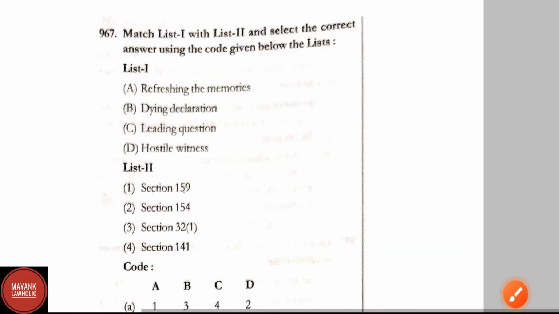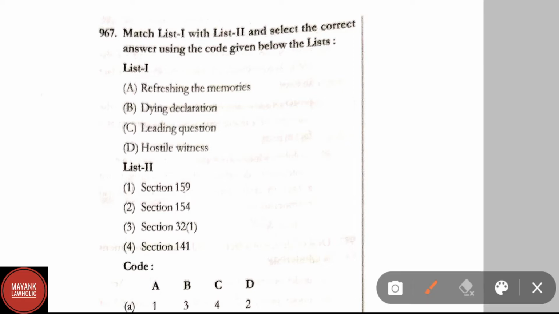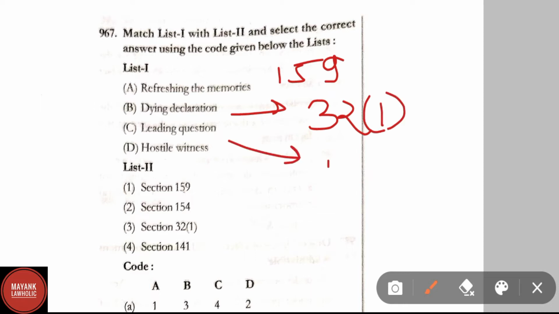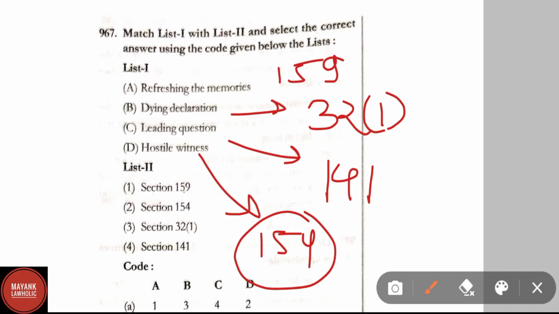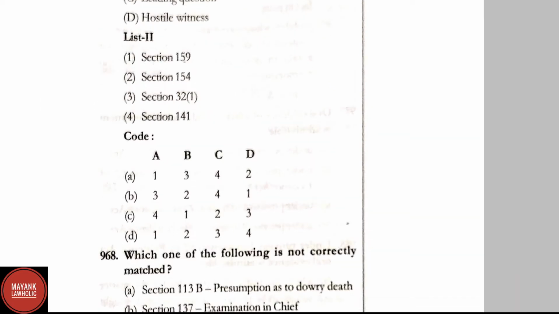Question number 967, match list first and list second. Refresh the memory, the correct answer is section 159. Dying declaration, the correct answer is section 32 clause 1. Leading question, the correct match is section 141. Hostile witness, here the correct match is section 154. By going through these matches, the correct answer here will be option A.